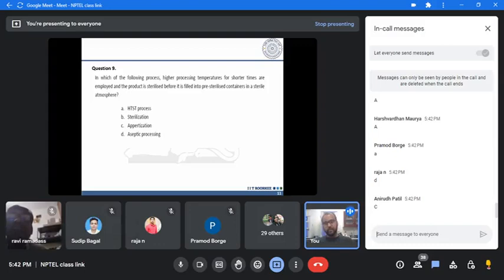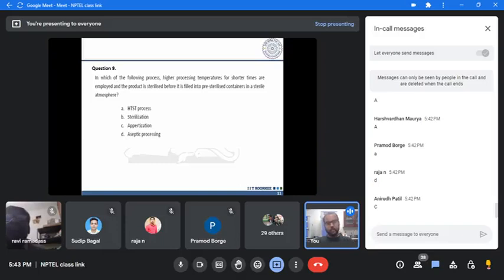Okay, in the STST process, what is that? High temperature short time, that is pasteurization. It is not done in the STST process. So you can rethink about your option. Okay, Anirudh Patil is saying C, appertization. Appertization is canning only. This is another term for canning.